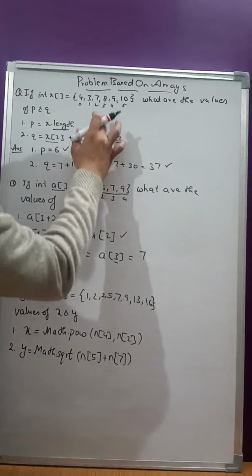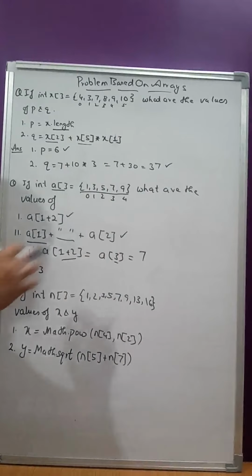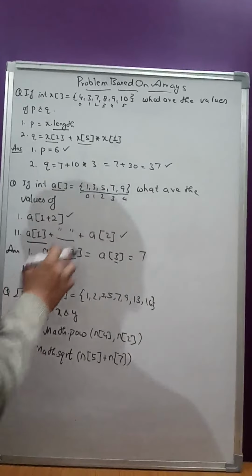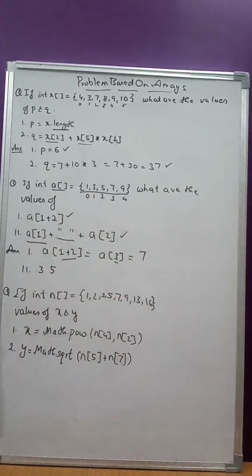So on the second index you are having a value that is equal to how much? On the second index you are having a value that is equal to 5, right? So 3, a space, and it will be followed by 5. So this is how we will be solving the second question.